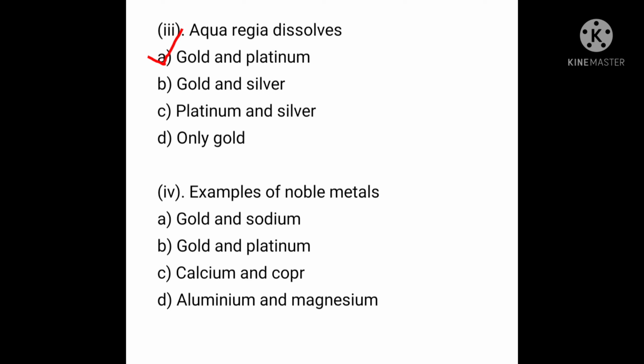Fourth one, examples of noble metals. Option A, gold and sodium. Option B, gold and platinum. C, calcium and copper. D, aluminum and magnesium. Here the correct answer is option B, gold and platinum. They are called noble metals because they are least reactive and don't react to other materials in normal physical conditions.